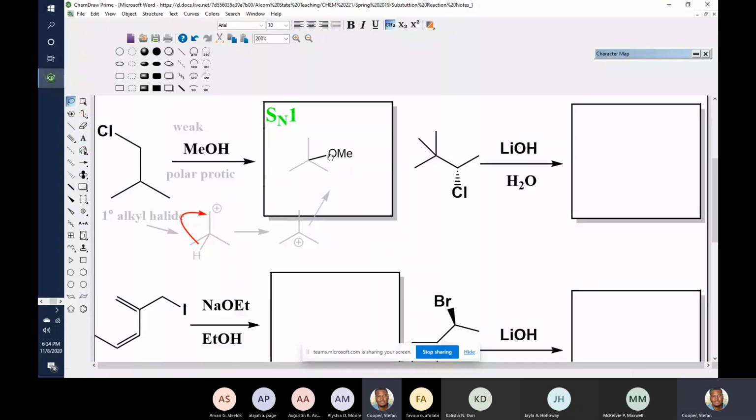Do I need to draw both the wedge and the dash products here? No. Okay, good. And the reason why I don't is because this carbon here is achiral, right? So SN1 wins because there's a nucleophile present. You do attack from the top and the bottom, but in this case, you don't have to show the stereochemistry because the center is not really chiral.